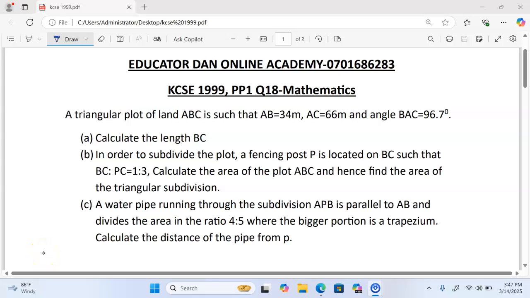We are looking at KCSE 1999 Paper 1, question number 18. The question reads: a triangular plot of land ABC is such that AB is 34 meters, AC is 66 meters, and the angle BAC is 96.7 degrees. The first question: you are supposed to calculate the length BC.